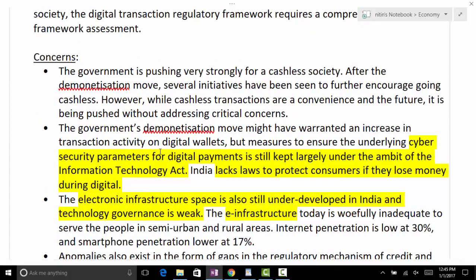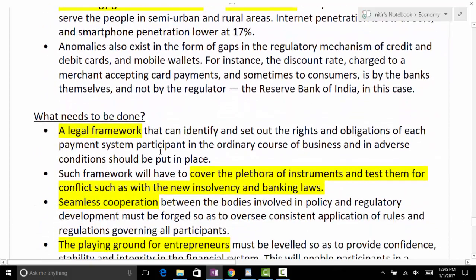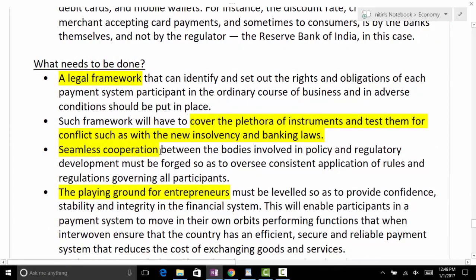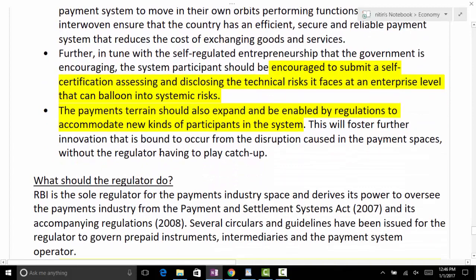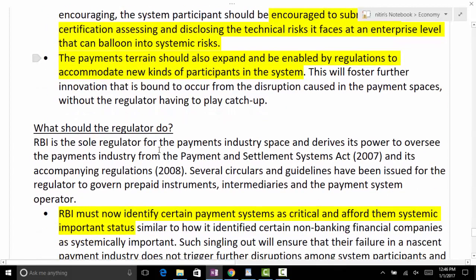So in one point it talks about cybersecurity parameters for digital payment. It's still largely under the IT Act, and India lacks laws to protect consumers if they lose money in digital payments. E-infrastructure. And what needs to be done? A legal framework is needed to identify the various lacking issues, to provide protection to the consumers, and to ensure cooperation among the different bodies involved in the regulatory framework. It also asks to encourage more and more participants in the system so that there is more competition as well as more innovation pushed to the next level.